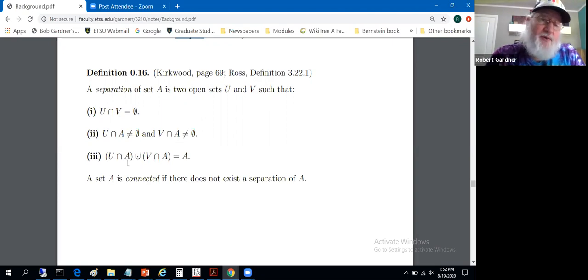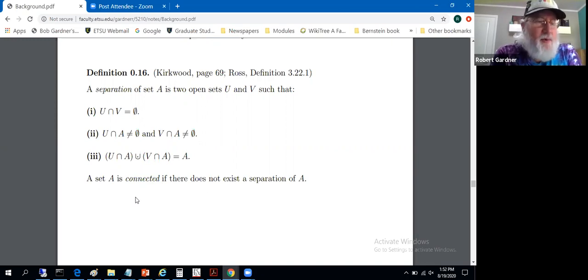And if you take U intersect A and union it with V intersect A, you'll get all of set A. So set A is a subset of these two open disjoint sets. Such a thing is called a separation of set A. If a set A doesn't have a separation, then it's called a connected set. So it's kind of a sideways way of defining connected. We defined what a separation is and then said a set's connected if it doesn't have a separation.